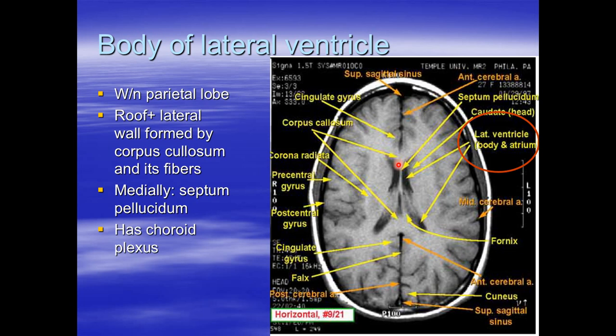Now, regarding the body of the lateral ventricle, it is located within the parietal lobe, like we said before. The roof and the lateral walls are also formed by the corpus callosum and its fibers, similar to the frontal horn in this regard. Medially, it's the septum pellucidum. It has a choroid plexus. You can see the choroid plexus here and here.